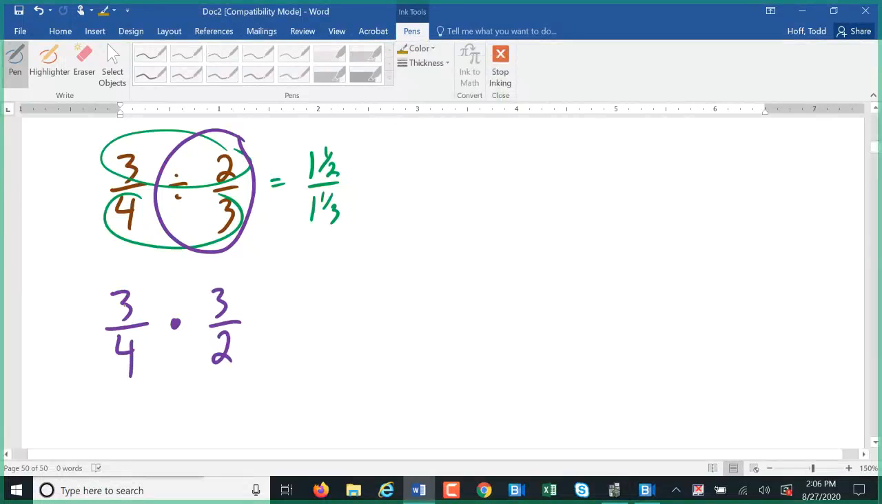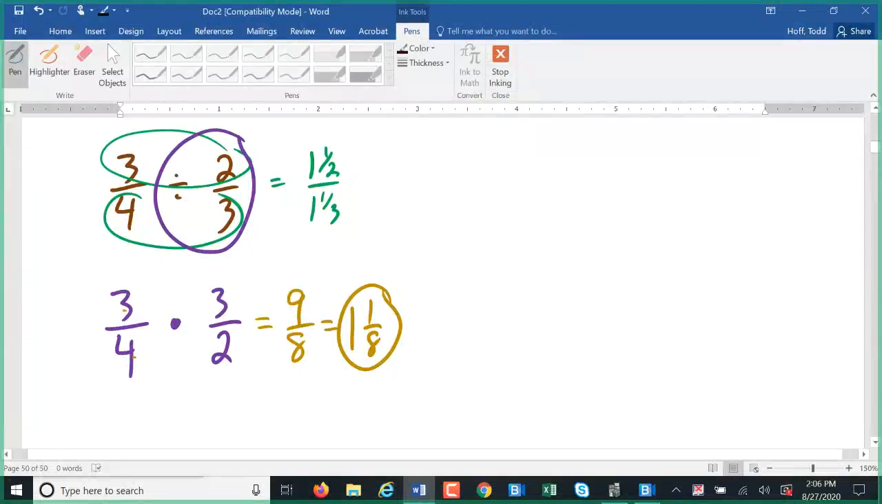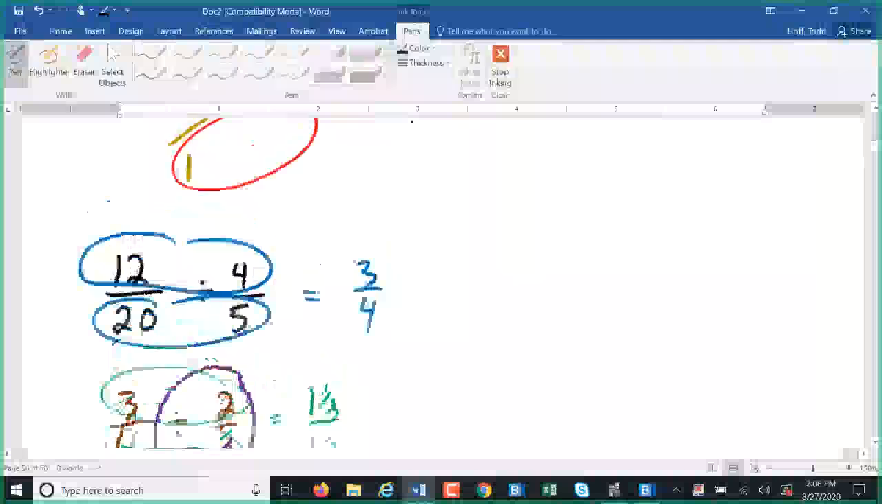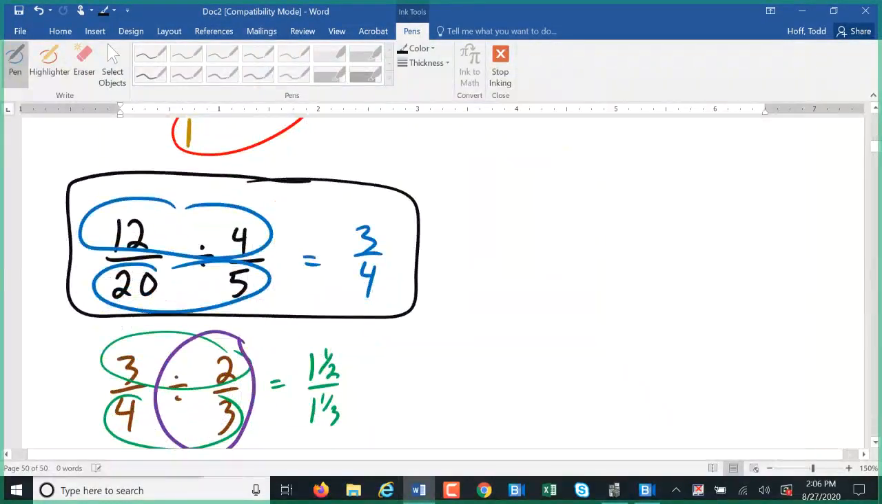We'll multiply. 3 times 3 is 9. 4 times 2 is 8. 9/8 or 1 1/8. Well, believe it or not, that multiplying by the reciprocal is a shortcut for what I just did up here. You might be wondering, how can it be a shortcut when this looks so much simpler?